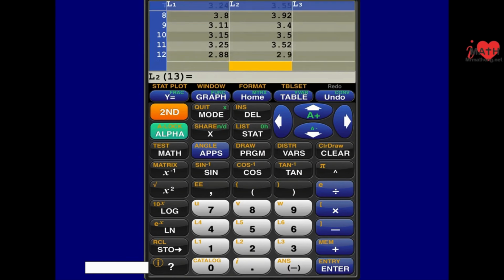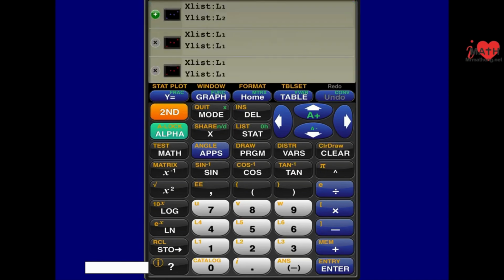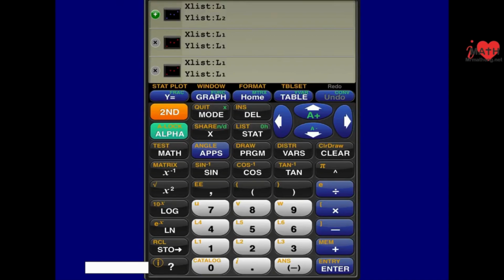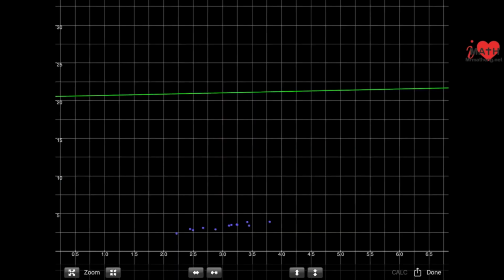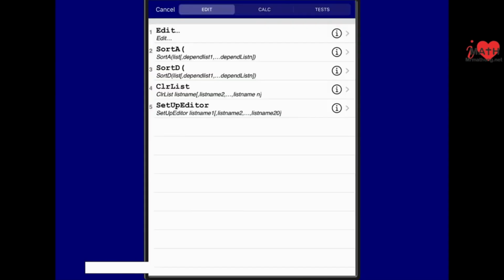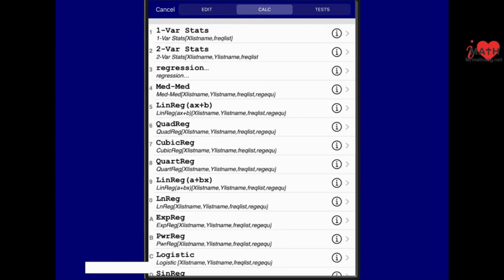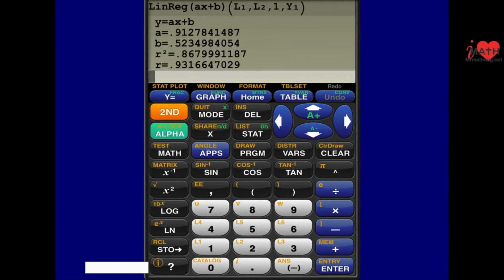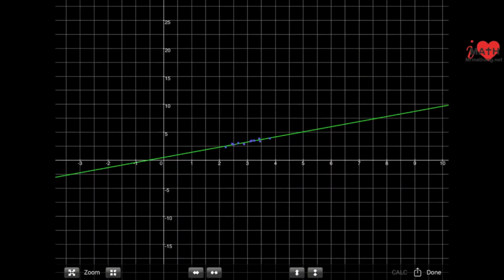Okay, I'm just going to press second, y equals, to get a graph. Click that. L1, L2, yes, and then press graph. Okay, ignore that green one because I didn't actually create an equation. If you wanted to, we could do that: stat, calc, linreg, list 1, comma, list 2, comma, 1, comma, vars, y vars. And then when you press graph, it should be there. Boom.